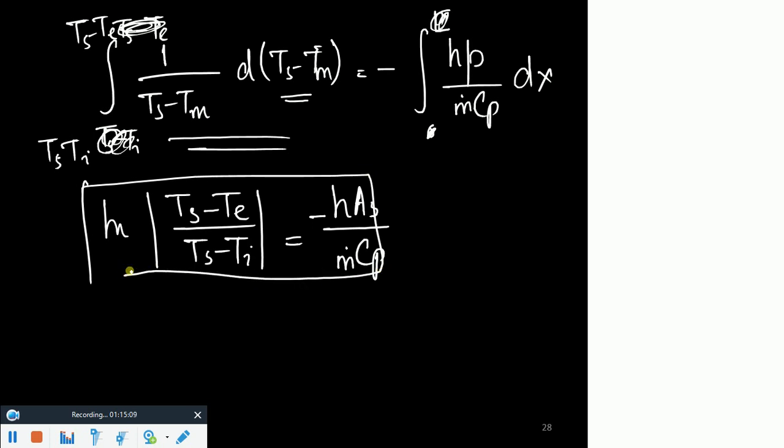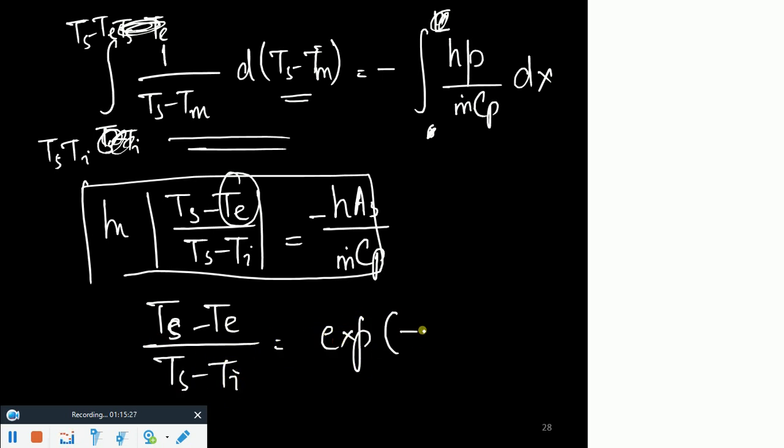So this is the relationship. And what was the objective? To find out Te. This was our objective. So how can you write it down? If I take exponent of both the sides, this would become Ts minus Te over Ts minus Ti equals exponent of minus HAs over m dot Cp.